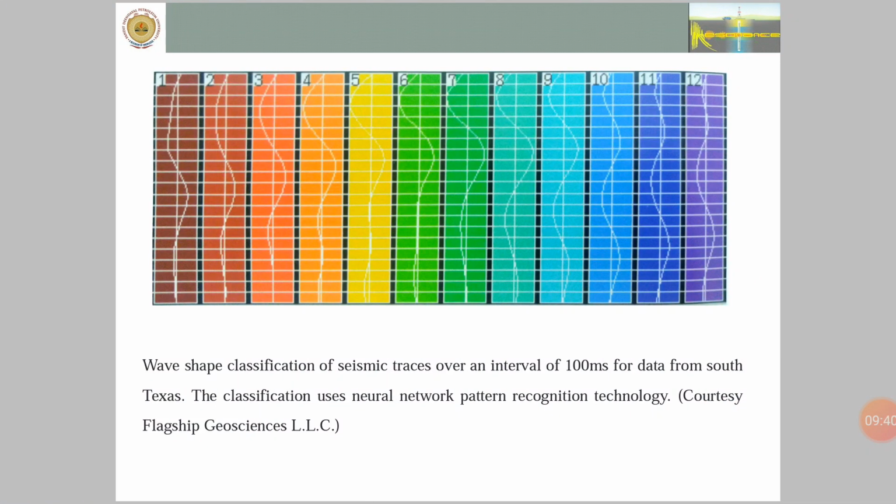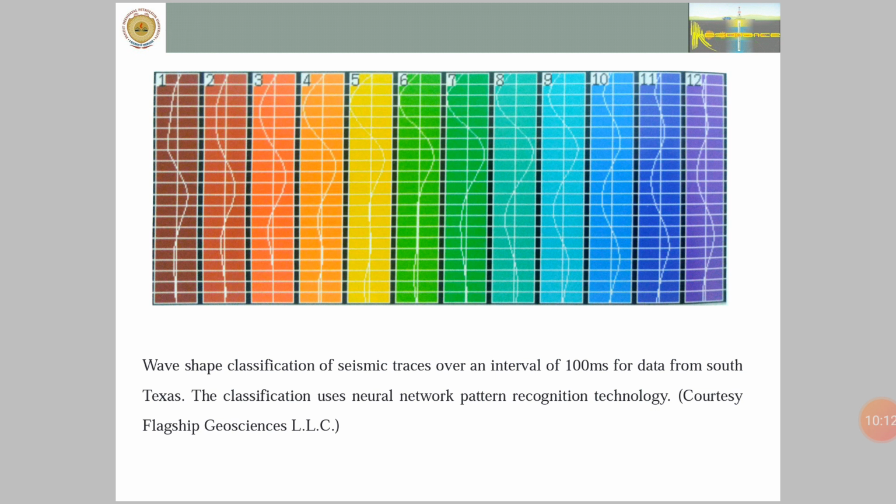The wave shape is also very important. As I told you, wave shapes are classified on the seismic traces. We know that a seismic trace is actually a wiggle trace. In this case, we can see the wiggle trace from left to right, and wave shape depicting peak, zero crossing and trough is an important attribute. Wave shape classification of seismic traces over an interval of 100 milliseconds is shown here.